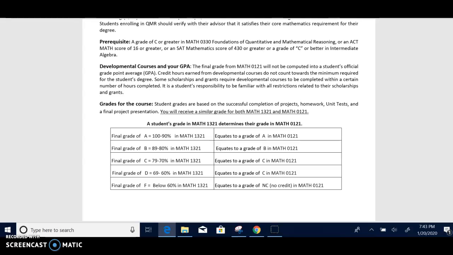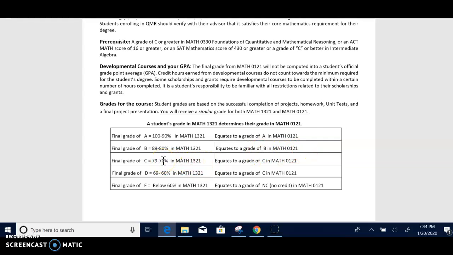So for those of you registered for the course and the lab, you're going to get 2 grades. You will get 1 grade for the regular course, Math 1321, and then I'll also have to record a grade for the Math 0121, the lab course. Your grade in the lab is going to be similar to the grade that you make in the course. So if at the end of the semester your average is in the 90s range for the course, then you'll get an A in the lab portion of the course. If your final average is in the 80s, then you'll get a B in the lab course.